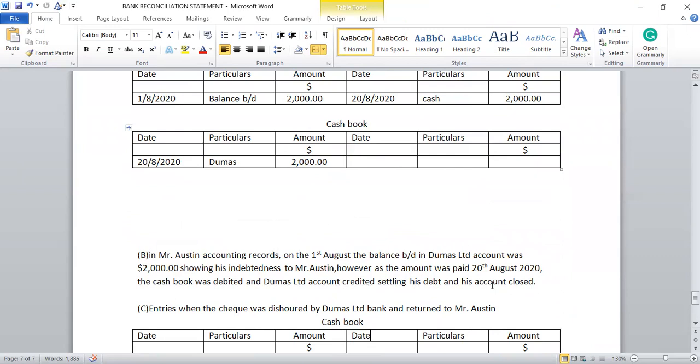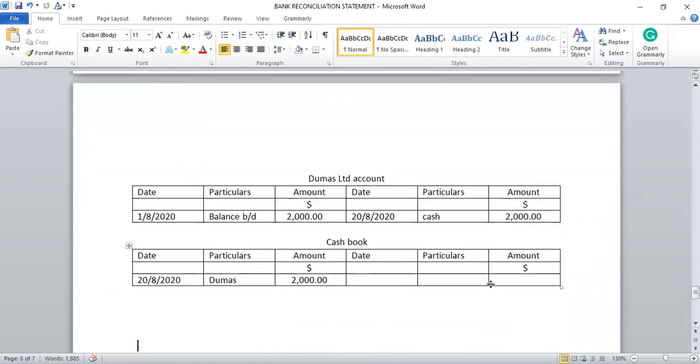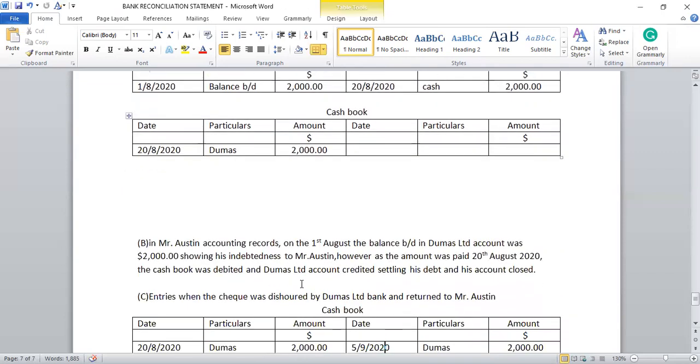As I said, when he paid, we have to credit his account, close his account, and debit our cash book with the amount of $2,000. So this one has canceled it out, and he no longer owes. We have debited our cash book with $2,000, that's the one we have received. That's the initial one.